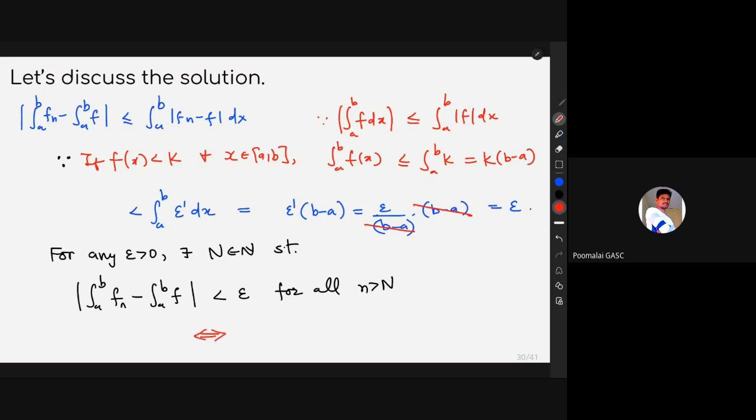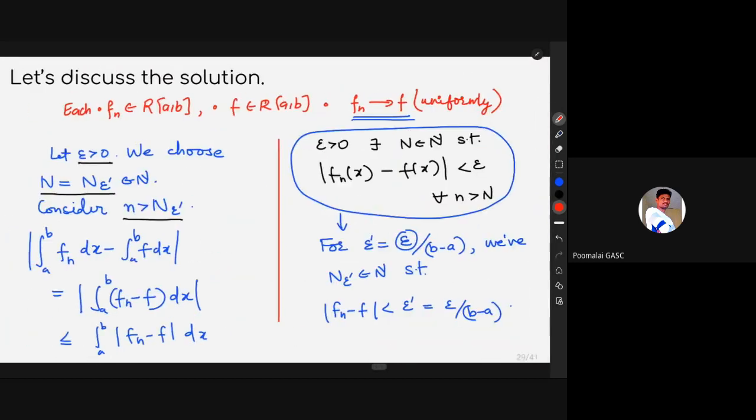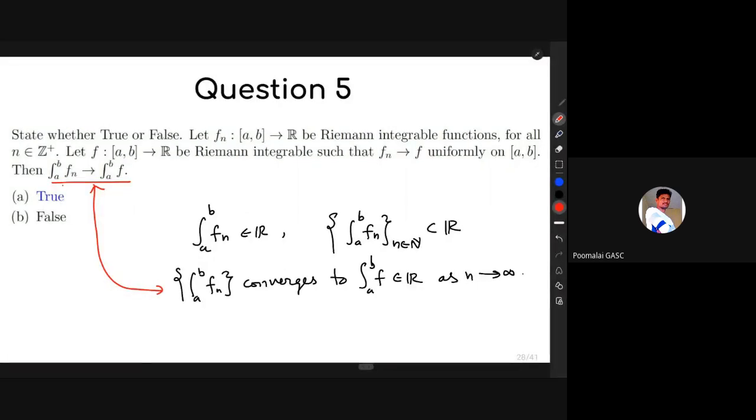Now this is equivalent to saying that this sequence f_n of real numbers converges to this. So this completes the proof of the theorem. Any doubt in this part? I'll wait for a couple of minutes. Okay. So this statement is true.